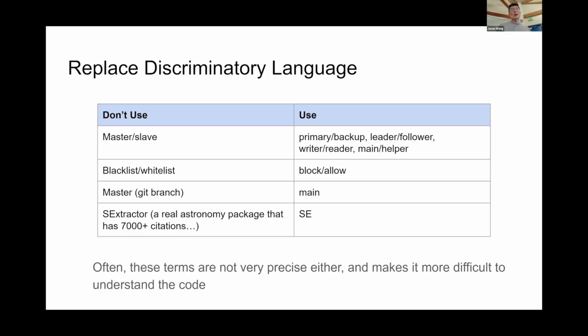Similar thing with blacklist and whitelist. You can use block and allow. The master branch on GitHub has this whole weird etymology that you can read about if you are interested. That's why nowadays we always talk about the main branch as the main branch, which again makes more sense because it's the main branch. There are also cases specific to astronomy. There's a package called Source Extractor that its developer chooses to abbreviate in a very particular way, and you can choose not to do that. You don't have to follow their choice.